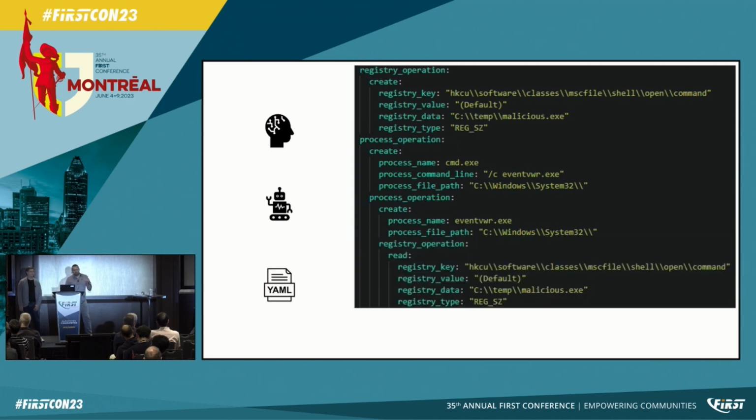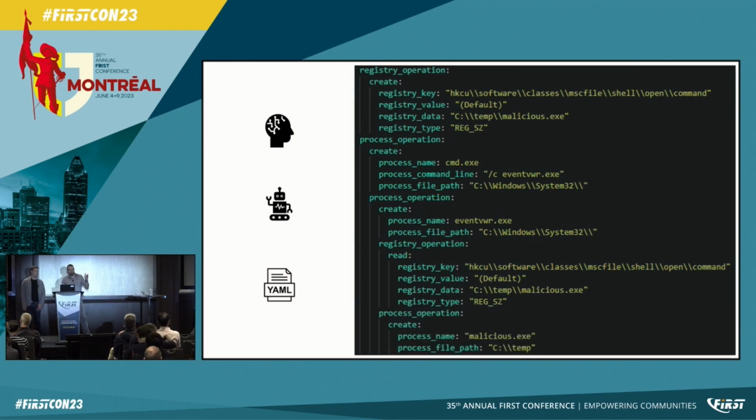The registry operation is a child of that event viewer. So we can see that event viewer went and read the registry key, same one we created before, and then created a child process, so another child process that was our malicious binary on disk. So a lot there, but if you understand YAML, hopefully it's a fairly simple idea, but that parent-child relationship is really what's powerful here for us.